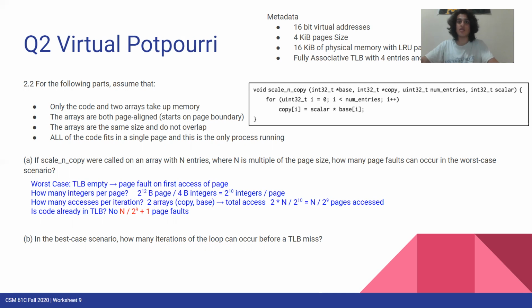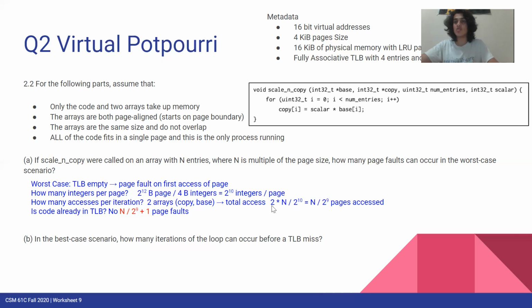How many accesses per iteration? If we look at our code, we have an access here. We're writing to copy[i] and we're reading some element of base. So we have 2 accesses per iteration, times the number of iterations we do in this for loop. So our total accesses are 2 times n over 2 to the 10th. We have n entries, 2 to the 10th integers per page, and then we do that twice.